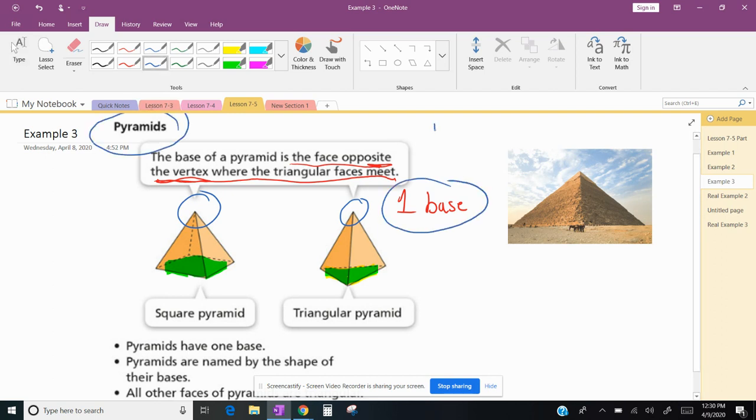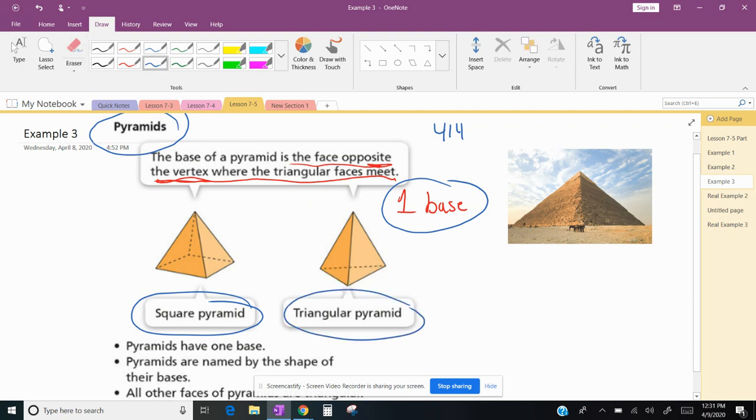Again, this is page 414. One base, but we still name the polyhedrons based on their base. This one's called a square pyramid because the base, the bottom of it, is a square. This one's called a triangular pyramid because the bottom of it, right there, is a triangle. Okay? Here's an example of one of the Egyptian pyramids. This would be a square pyramid. And again, there's one base, a bottom, and on the other end of it, there is a vertex at the very top. So that's the difference between prisms and pyramids.